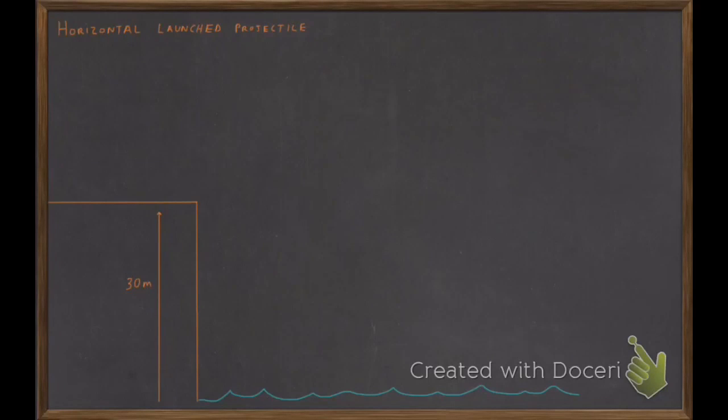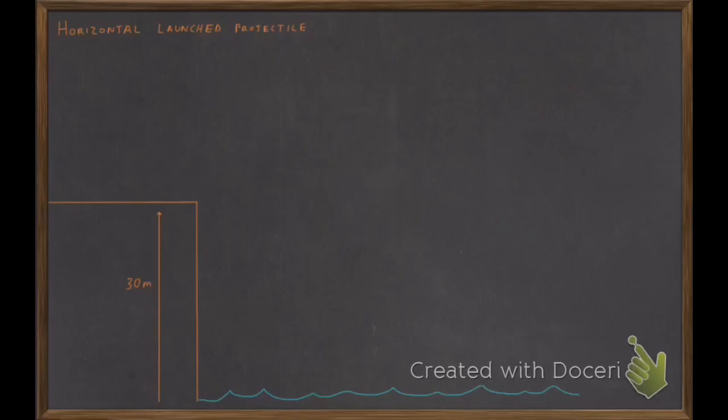Alright, so in this video we're going to go over horizontal launched projectiles. Now these are always fun problems because they always say that we're either throwing something or someone's jumping off of a cliff or anything in that sense. So these are pretty cool problems to solve, and you can apply them to real world situations.